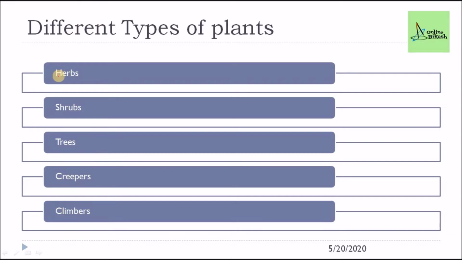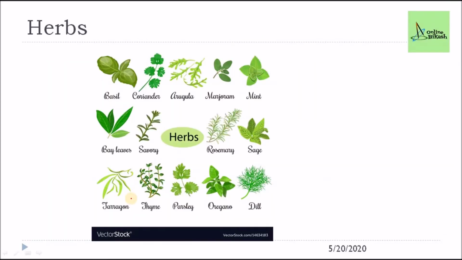Based on the features of those plants, the plants are divided into 5 parts: herbs, shrubs, trees, creepers and climbers. So in this video we will discuss those different types one by one. So let us start. Firstly we will discuss the herbs.